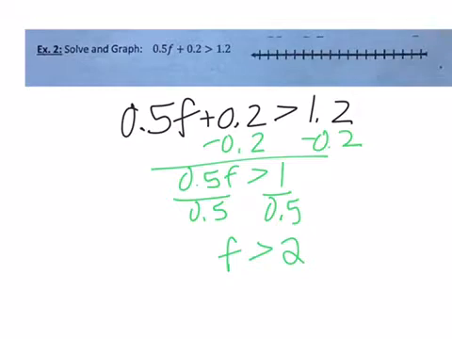So if I come up here to the number line, I'm going to have 0, 1, 2, negative 1, negative 2. So then we're going to go ahead and graph this as f is greater than 2. We're going to have to make an open circle because it's greater than. It cannot be equal to 2. And then our arrow is going to point to the right since our variable is on the left and we have greater than. So our answers can be anything that is greater than 2.